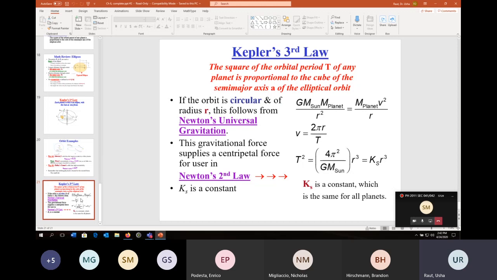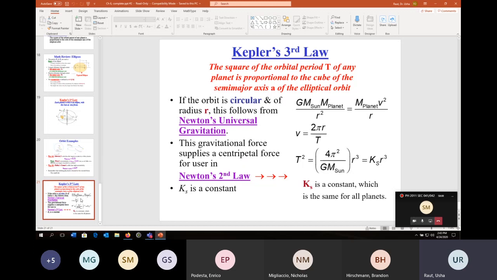So all it means is that now, since 4 pi squared over G M sun is a constant, because M sun doesn't change, it just means that around a central object such as the sun, the ratio of T squared over r cubed is constant. So if you take two planets, let's say the Earth and Neptune, you'll have T squared equal to this constant times r cubed for the Earth, and T squared equal to the same constant times r cubed for Neptune, right?